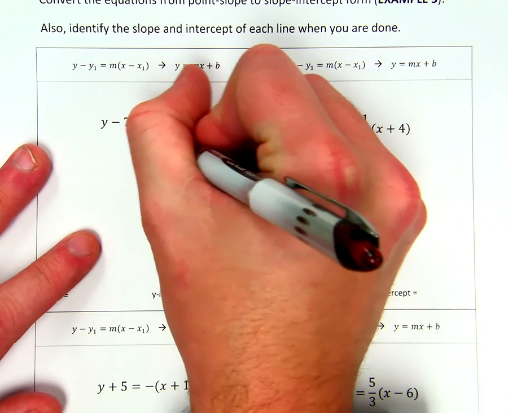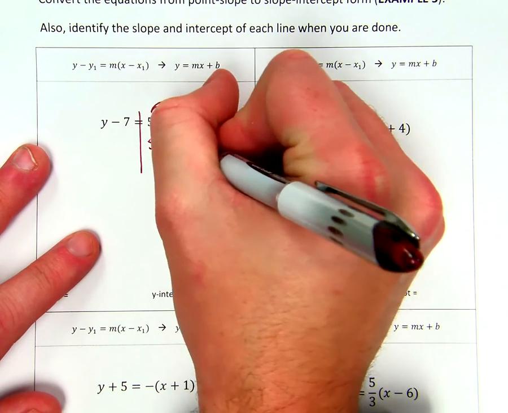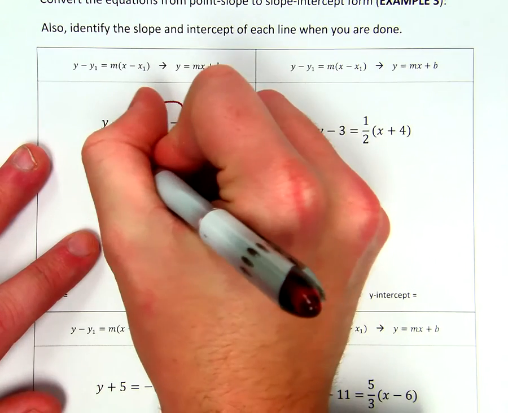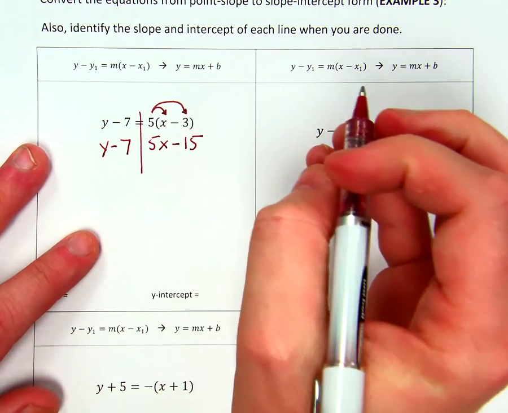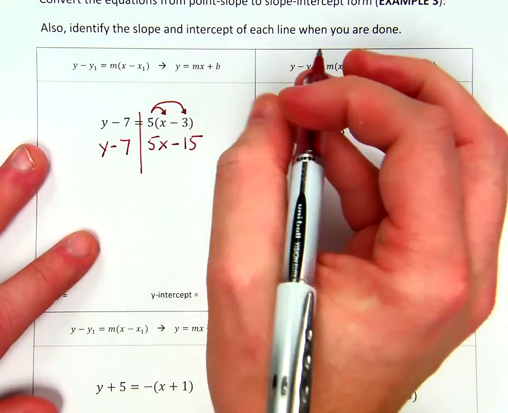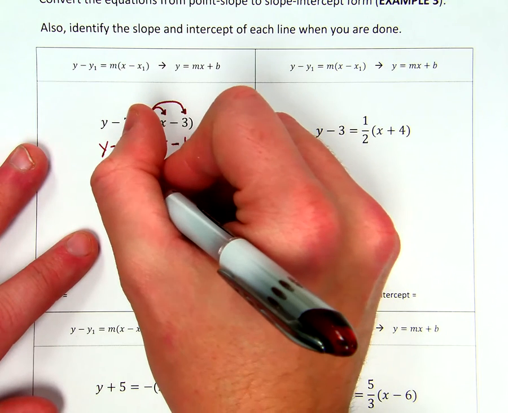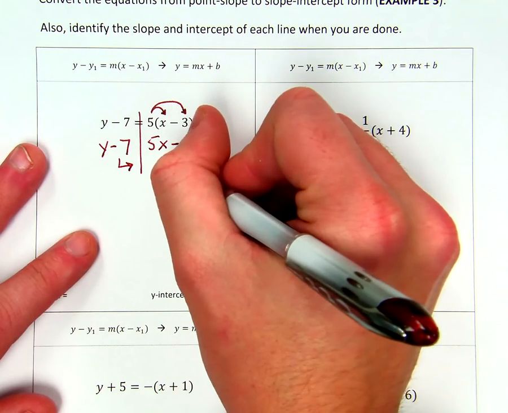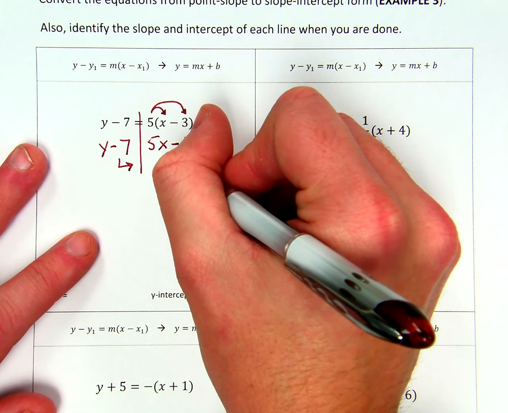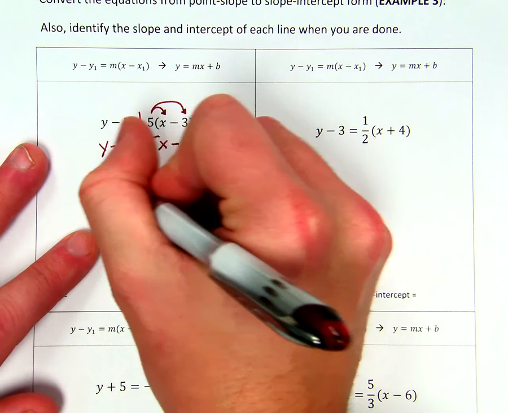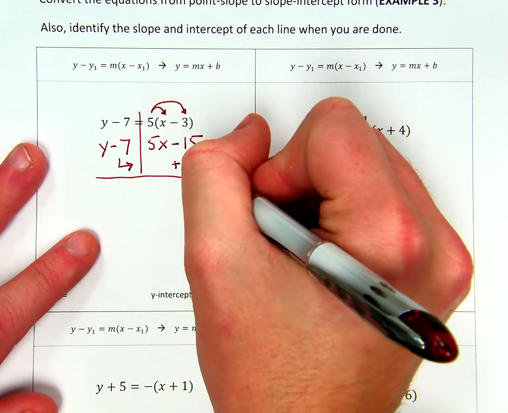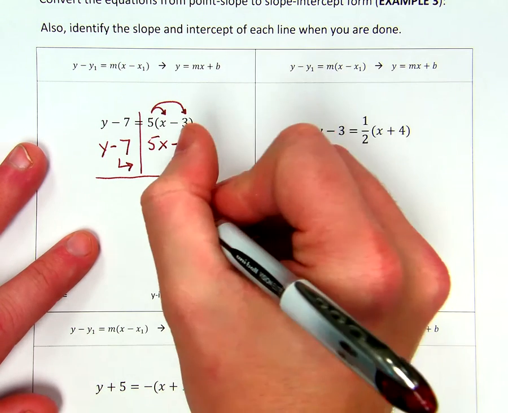5 times x is 5x. 5 times negative 3 is negative 15. We're still left with y minus 7 on the left side because we haven't done anything with it yet. The goal is going to be to get y all by itself this time, so we're going to move the negative 7 to the other side. When it crosses the equal sign, it's going to become a positive 7, and because it's just a plain number, make sure you line it up under the other number. You don't want to put it under the x.